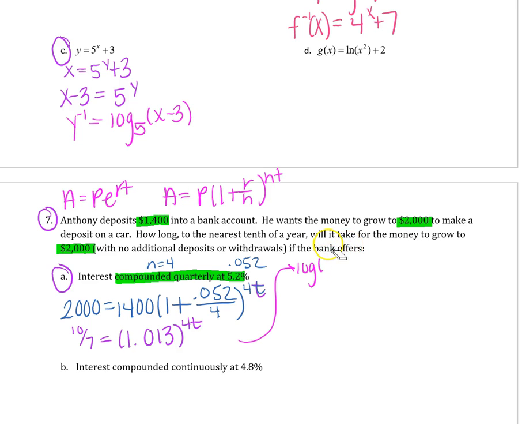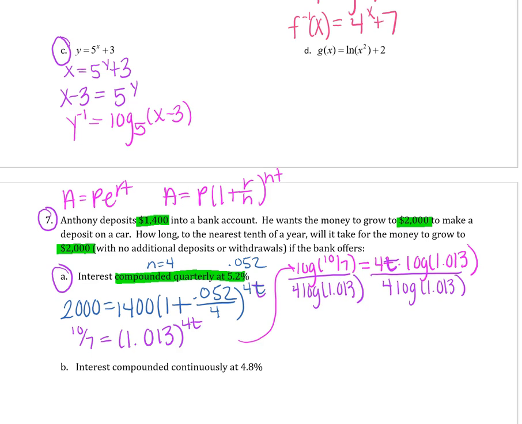10/7 is equal to 4t times the log of 1.013. Now remember, you're solving for t, so I don't care about the rest of the stuff over here. So I'm going to divide out everything I don't want. So 4 log of 1.013, whatever I do to one side, I do to the other.